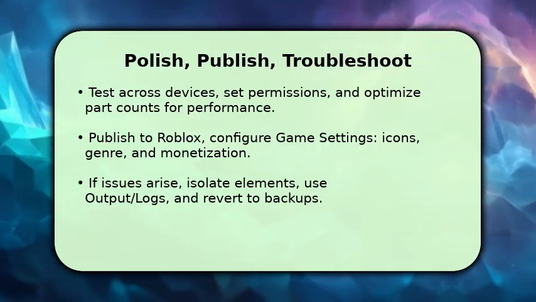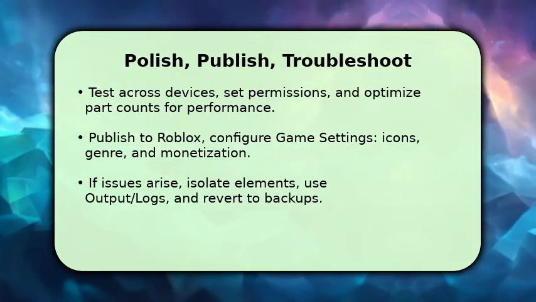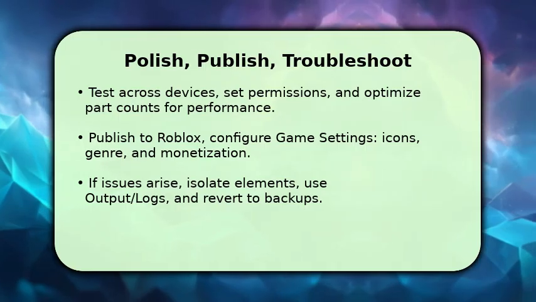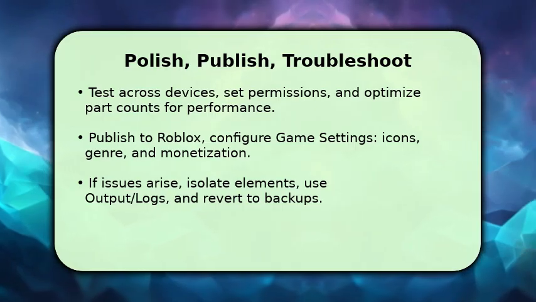If something breaks, isolate the offending object, run play solo to reproduce the bug, and check the output panel for errors. Often a disabled plugin or a misset property is the cause. Make sure to keep iterative backups so you can revert quickly.